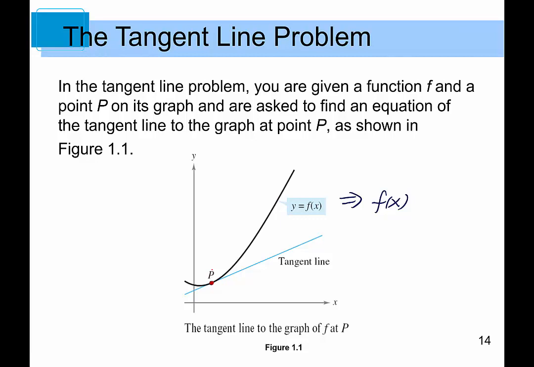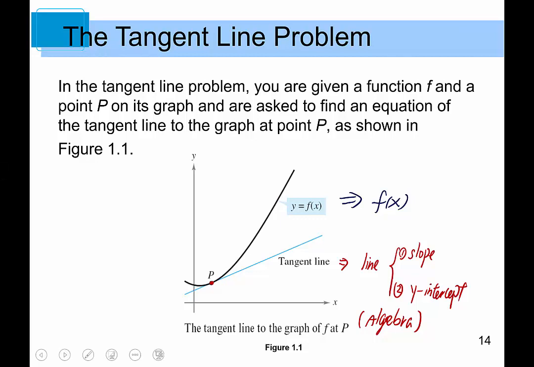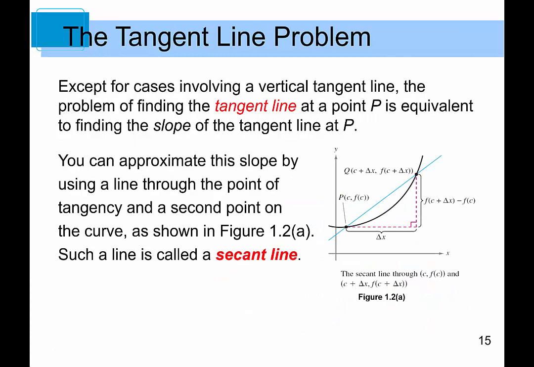The key thing is a tangent line is a line. So in order to find a line, you need 2 things, right? Slope and a y-intercept. So whatever you learn in the algebra course, you can apply here with a layer of limit. So this is a typical demonstration of the tangent line at a point P. Finding the tangent line at a point P is equivalent to finding the slope of the tangent line at P.